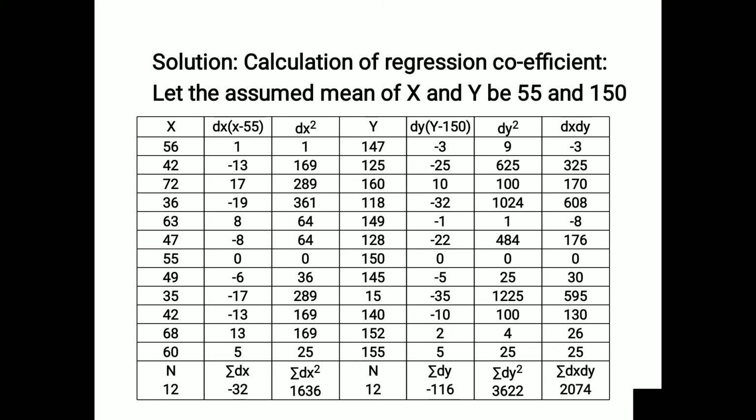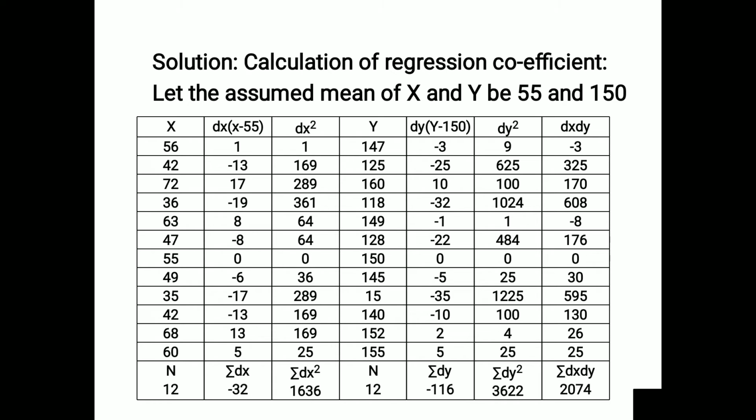In the same way, dx square has to be calculated. That is 1 square, which is obviously 1, and 13 square, that is 169. In this way, we calculate the dx square of each value and then obtain sigma dx square, that is 1636. So the part of x calculation is completed.